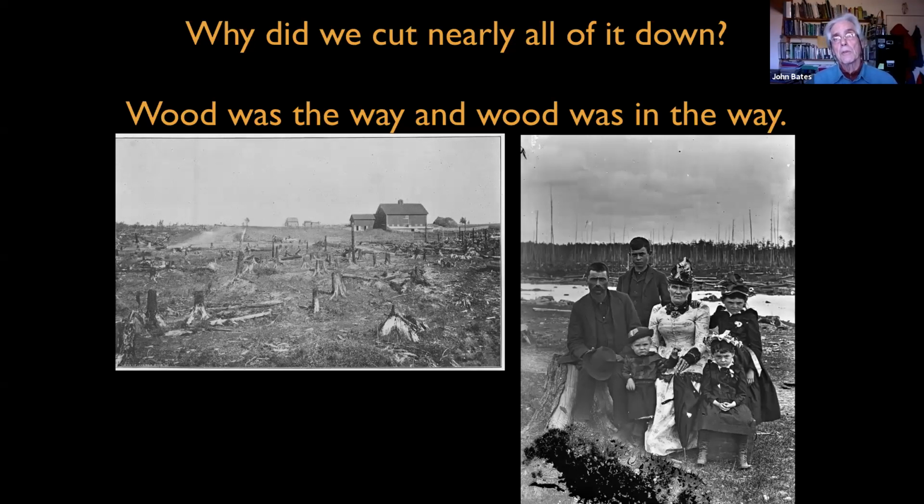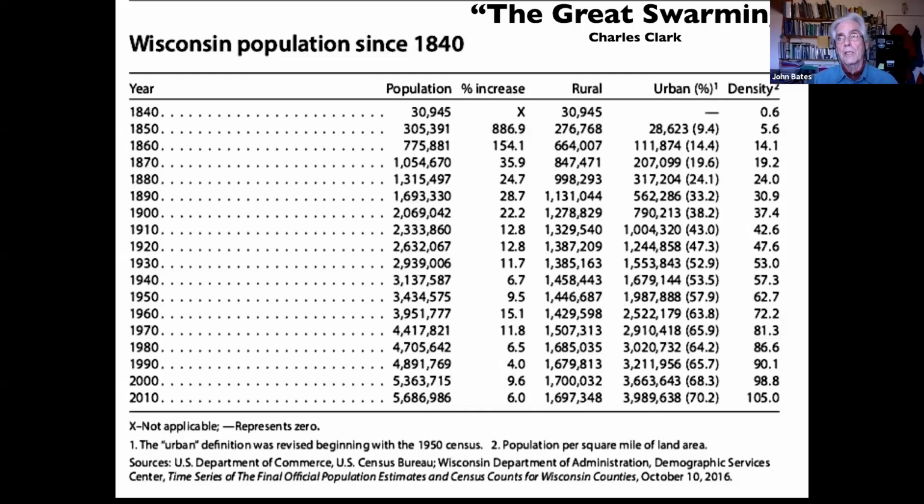When you think about Wisconsin and population gain over time, it happened very rapidly. It was called the Great Swarming by historian Charles Clark. If you look at our population in 1840, a census was taken. Although I really don't know how they managed that, let's say there were 30,000 people. We became a state in 1848, and bingo, by 1850 we have 305,000. By 1870 we have 1 million people.